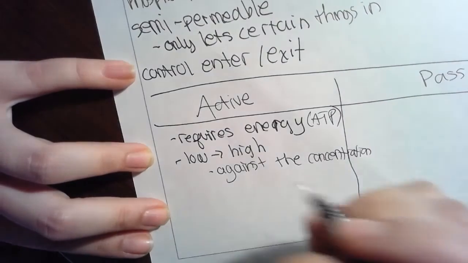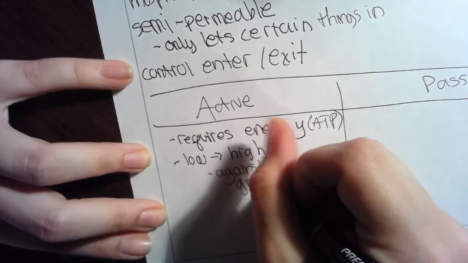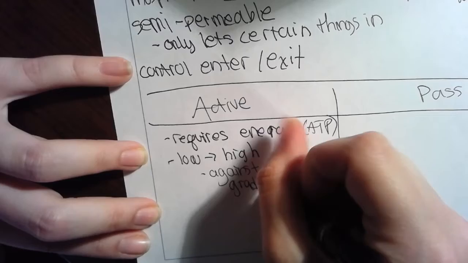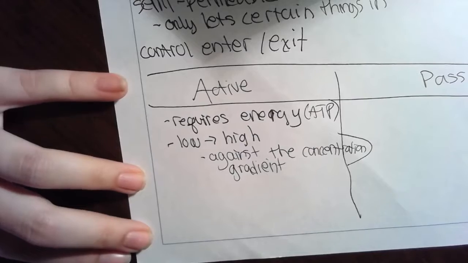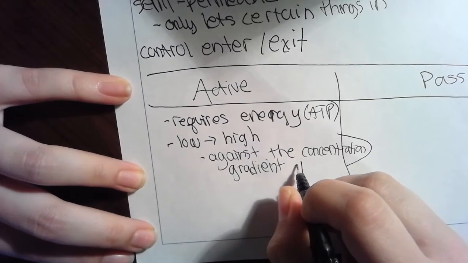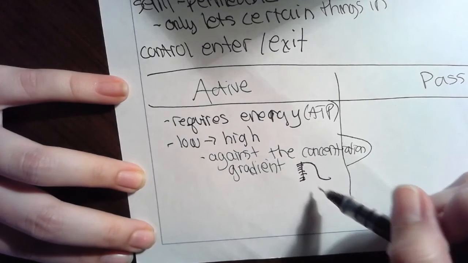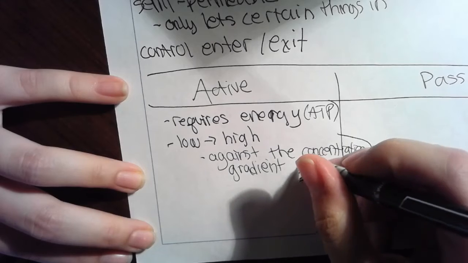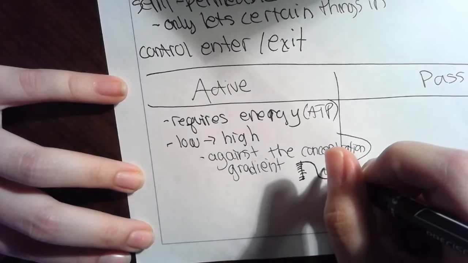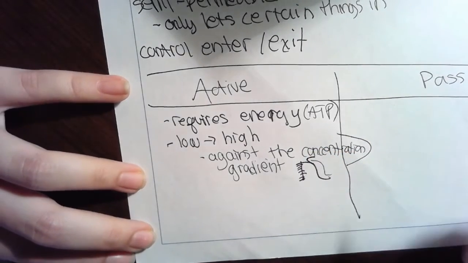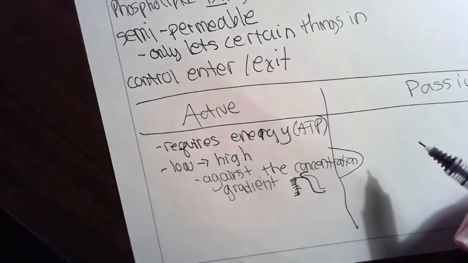Against the concentration gradient. If we think about a concentration gradient, I like to think of it like a slide. Okay, here's my little slide. If I'm going down the slide, that means that I'm just having fun. It doesn't really take a lot of energy to go down a slide, right? However, if I go up it, like we've all tried to climb up a slide before, that takes a lot more energy for us to be able to go against where we should be. That's exactly what active transport is.